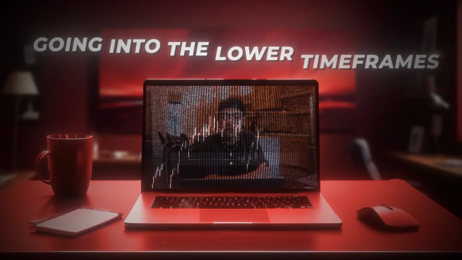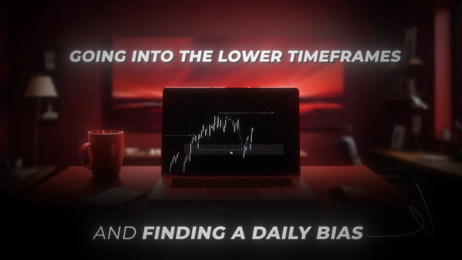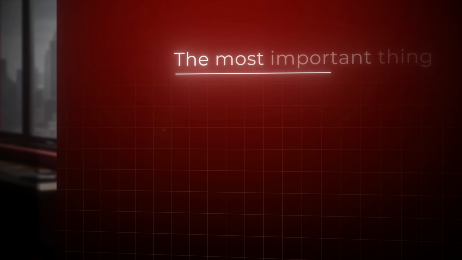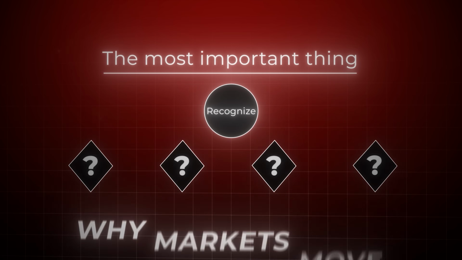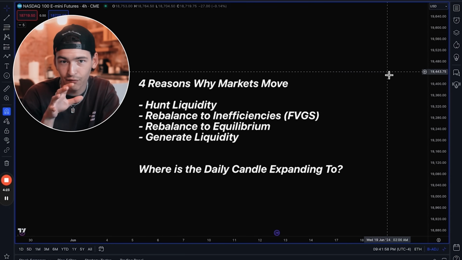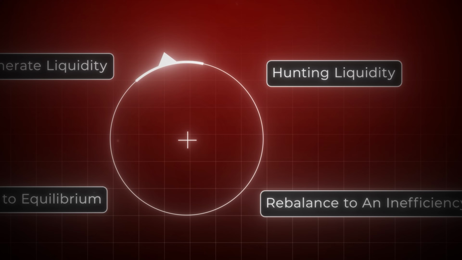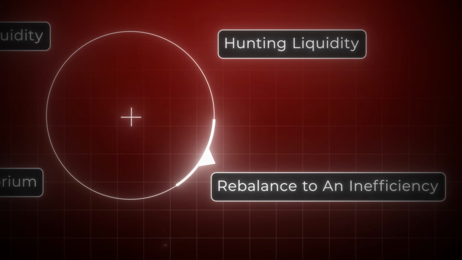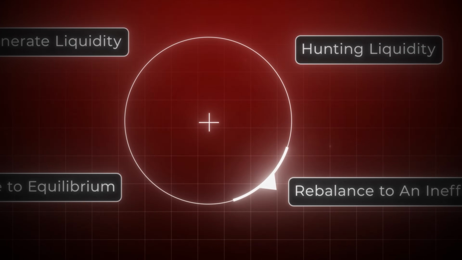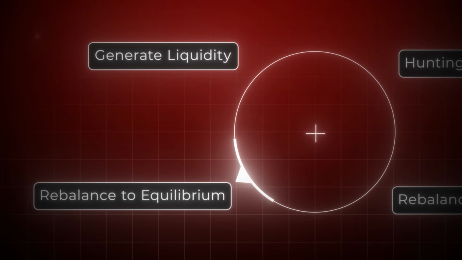There are times in which the daily candle expansion won't be as clear as what we would normally expect to see, and we're going to go over that in this video as well, going into the lower time frames and finding a daily bias through them. But this is the most important thing. Recognize the 4 reasons why markets move. Every trade that you take, every reason for your entry, needs to have these as the foundation. If you are taking a trade, one of these should be the reason why. You are either hunting liquidity, targeting price to rebalance to an inefficiency, or targeting price to rebalance to equilibrium. Keep that in mind.